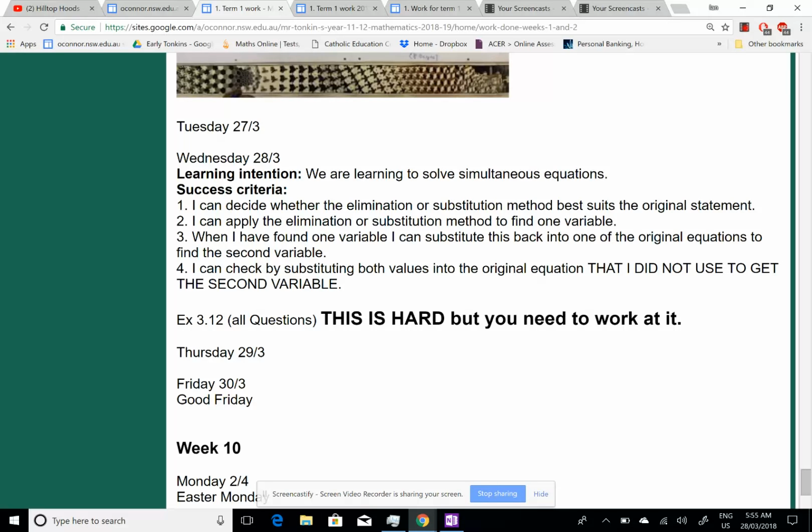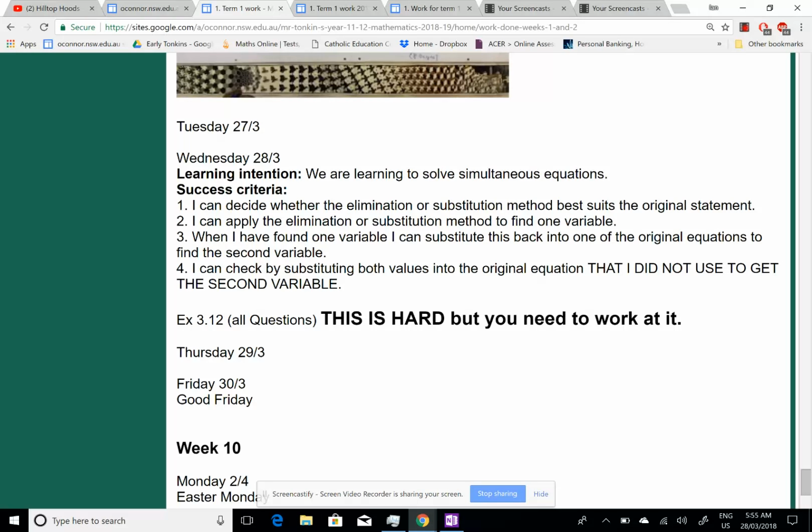Once you make the choice, you need to be able to apply the process of the elimination or the substitution method to find one variable. And you'll see that as we go through it. Once you've found one variable, you substitute it back in to one of the original equations to find the second variable, because that's why we're doing simultaneous equations. There are 2 variables in each of these equations.